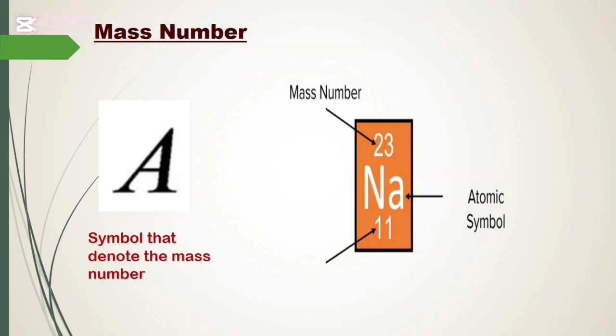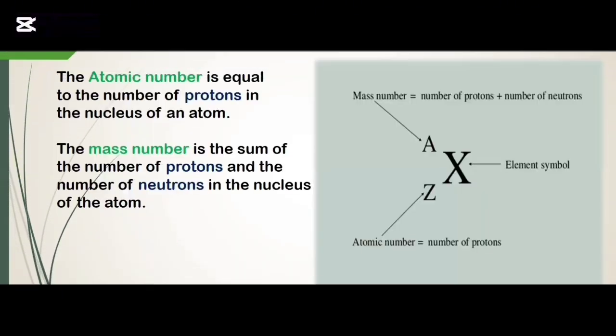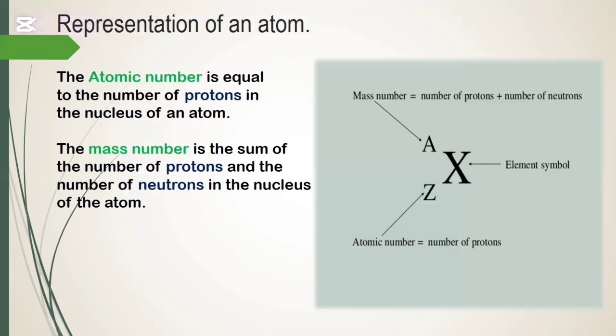Then this is the symbol which denotes the mass number. Most of you may be confused, thinking this is the symbol for the atomic number, but actually it's not. This is the symbol representing the mass number. This is the whole representation of the atom, showing how we represent the mass number, atomic number, and the element. For each element in the periodic table, this is the standard. When you write the mass number or the atomic number, you have to write it like this.